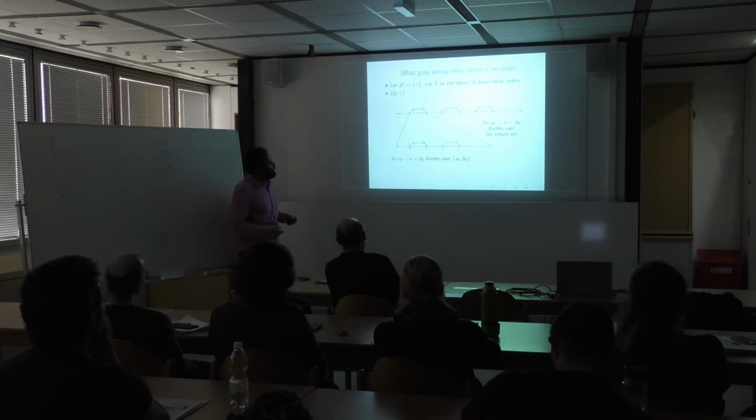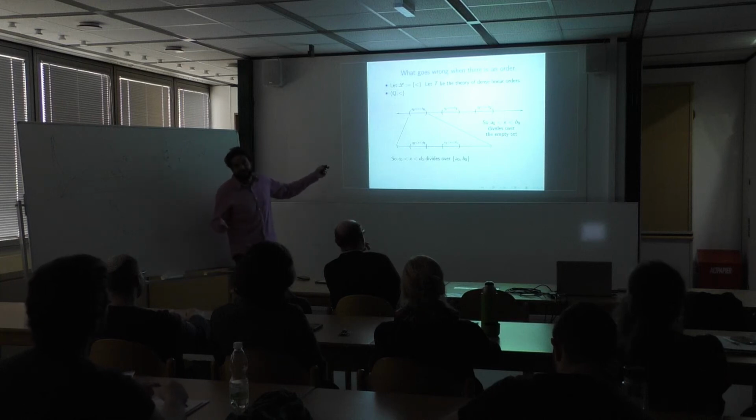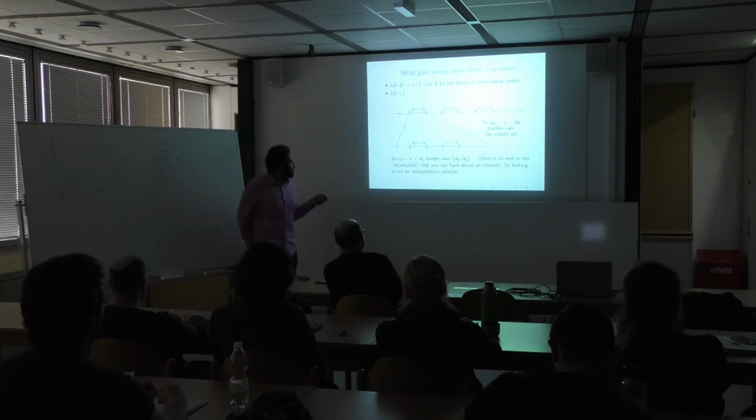Okay, so in that sense, because this information is unlimited, maybe it's not interesting. You can't be constantly surprised by information that has no limit. Dividing is, again, I haven't told you what an independence relation is, but one of the things about an independence relation is that you should only be able to have a chain of non-independence which is bounded by some cardinality, some cardinal independent of the model you're choosing to work in. So there's no end of the information that you could have about an element, so forking is not an independence relation here.